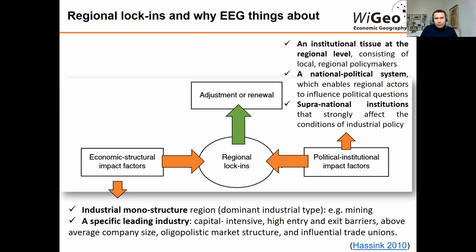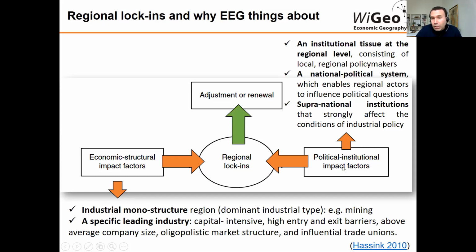And before the examples, Norbert Hassink gives a summary of these regional lock-ins. So they can overcome them through adjustments and renewal. We just talked about that. And the factors behind these lock-ins can be related to the economic structure. We talk about this monostructure, capital intensive, high entry and exit barriers, all right?